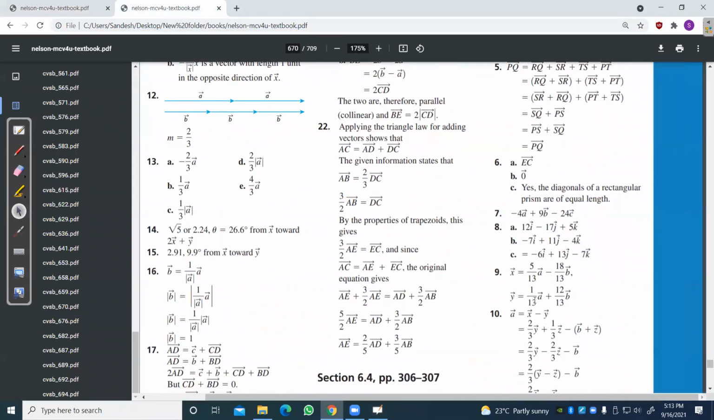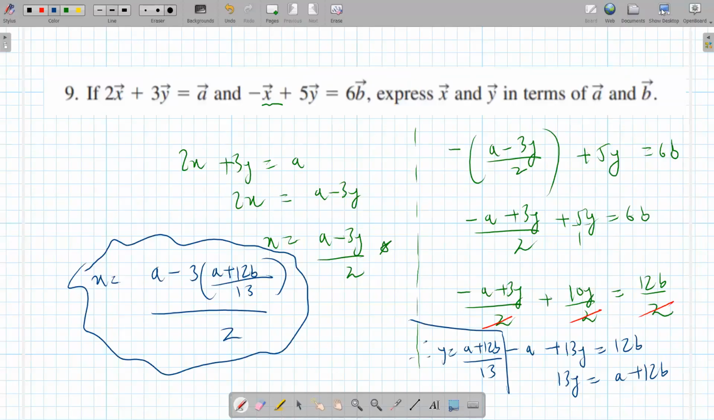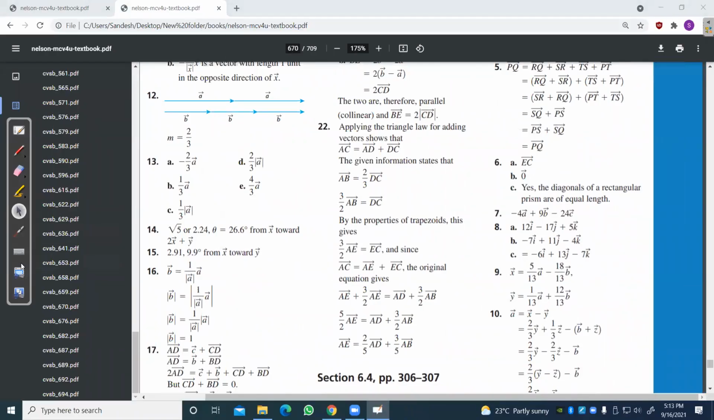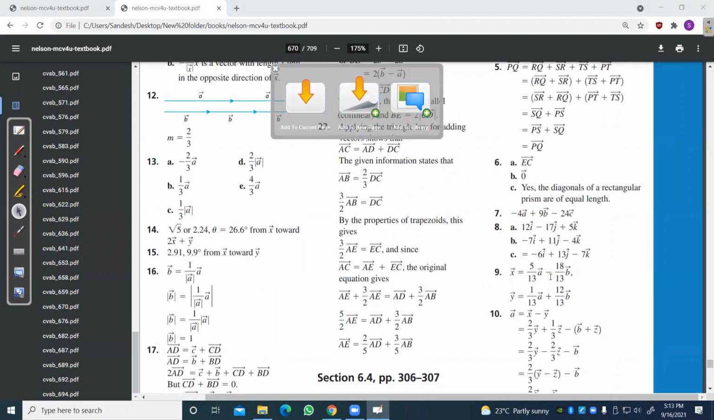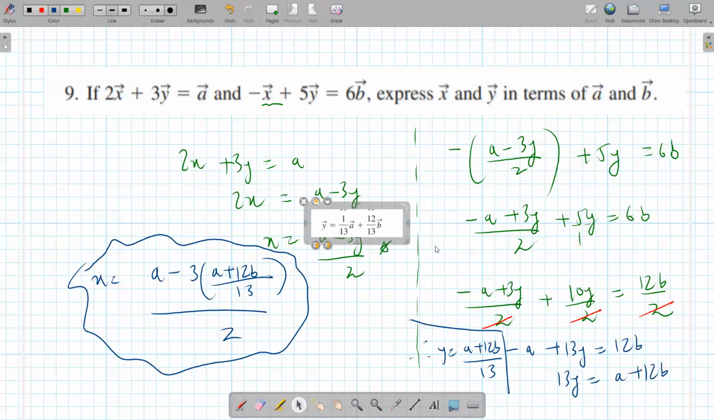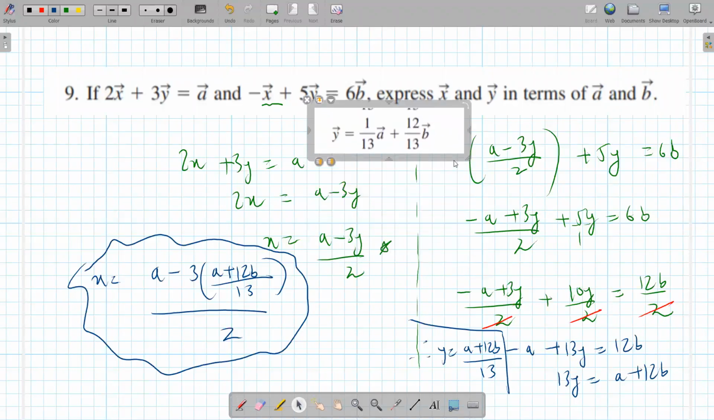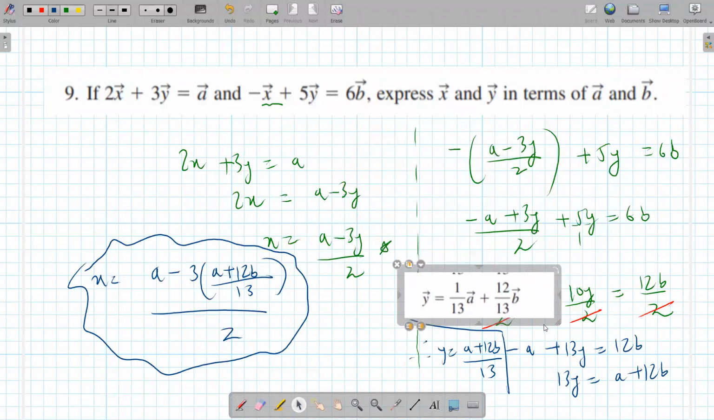Yeah, this is the answer, right? a plus 12b over 13. Yeah, there we go. It's the same thing as this one, right? They just split apart the denominator. You can just split it into a over 13 plus 12b over 13, and that means the same thing.